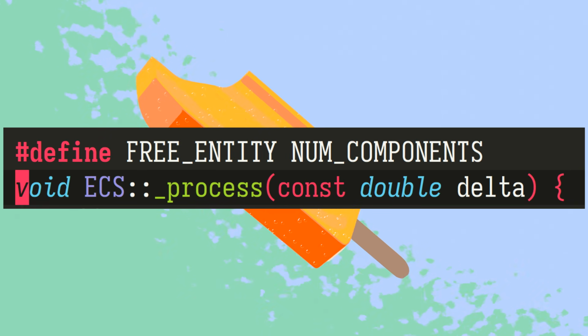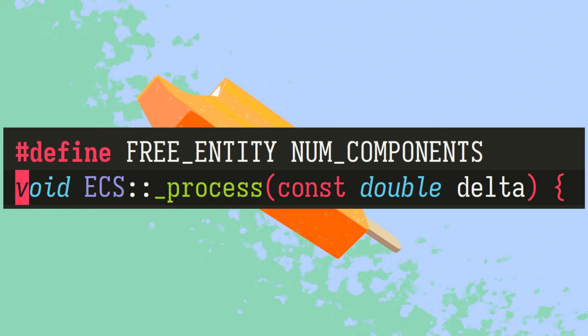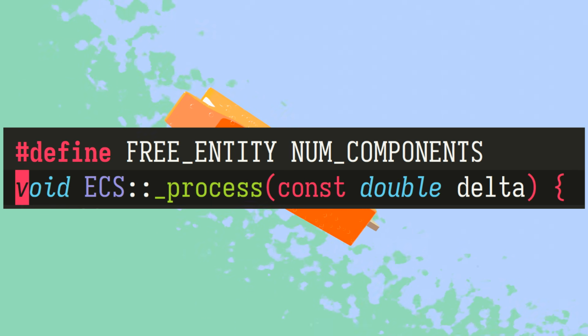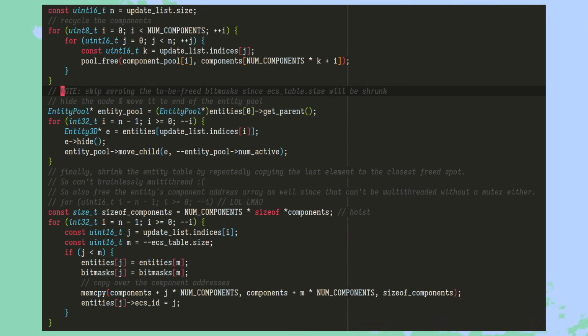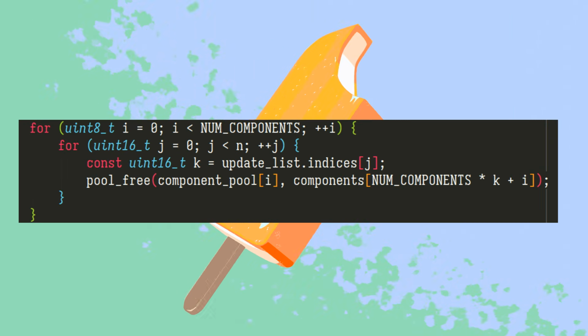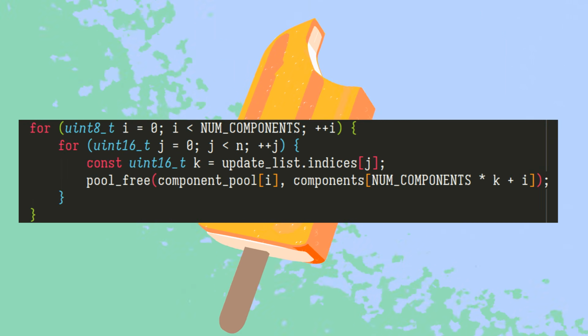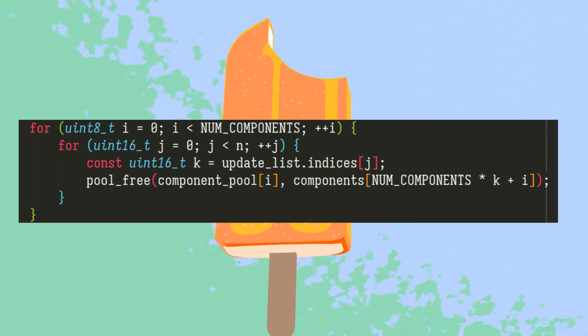But the advantage of this is that I use a similar process to free entities as I do when updating components. I'll pop the code for this on screen real quick and explain it, but I think it's relatively straightforward. Again, first figure out what has to be freed, free the components, return the node to its pool, and finally swap out the freed entities from the ECS table. And no need to check for null when freeing components because pool free does that branchlessly.